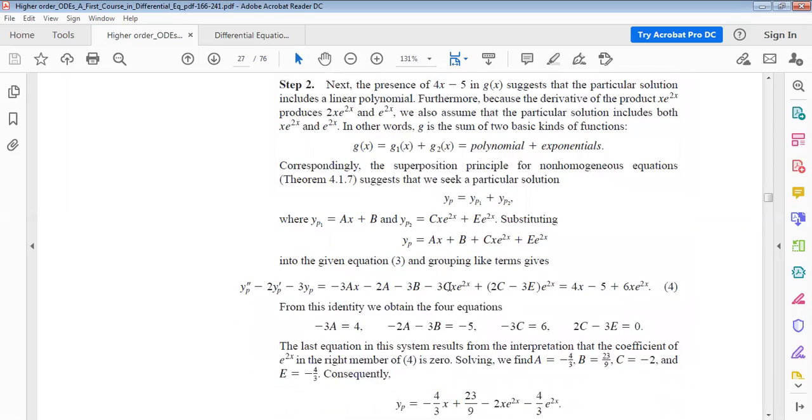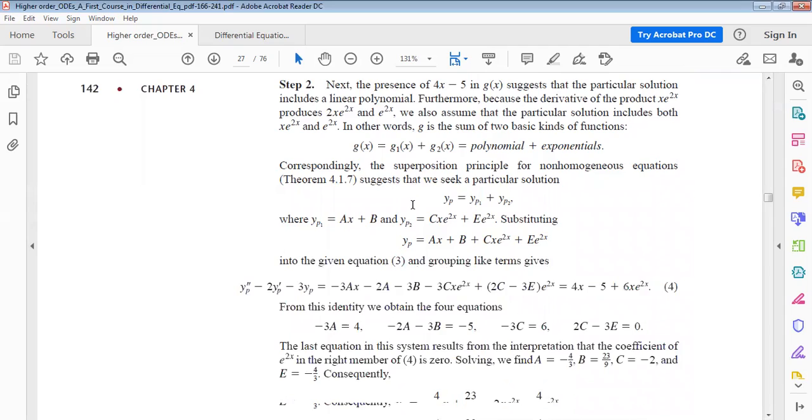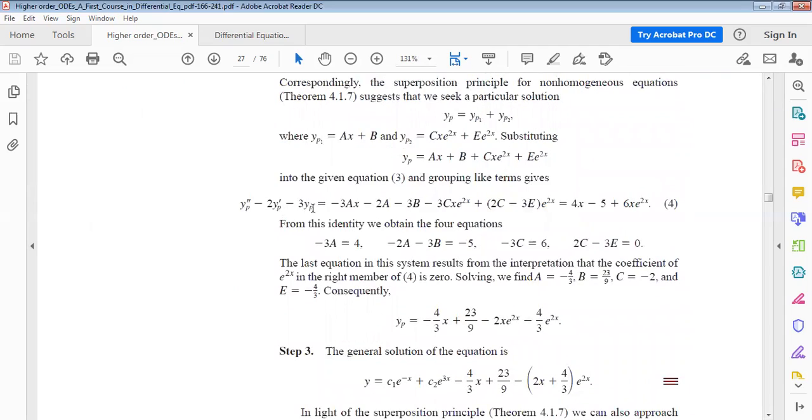So now putting this in equation 3, just differentiating first to get y dash p, then differentiating again to get y double dash p, we get the values and substitute all these values in the given equation. Okay, it looks just like the previous example, example 1. Now putting all these values here, we can equate the constant and x coefficients. Here the x coefficient is 4, and here the x coefficient is minus 3a. Here the constant term is minus 5, and here the constant term is minus 2a minus 3b.